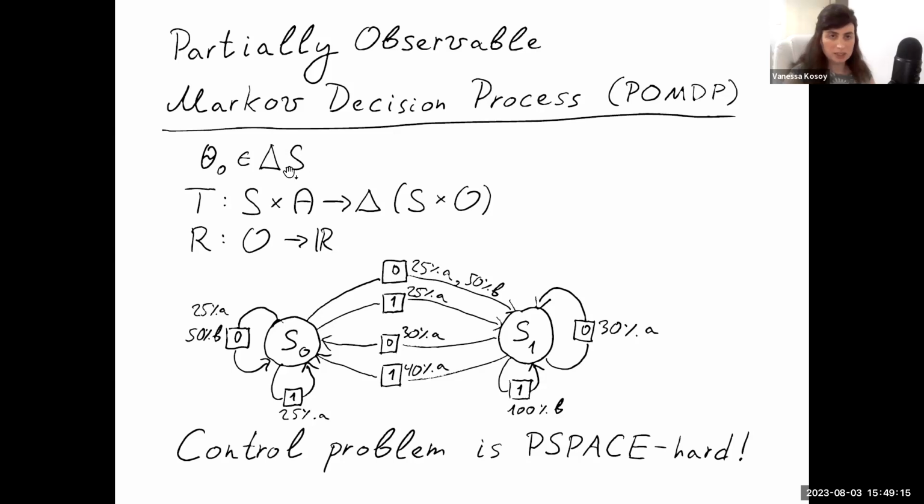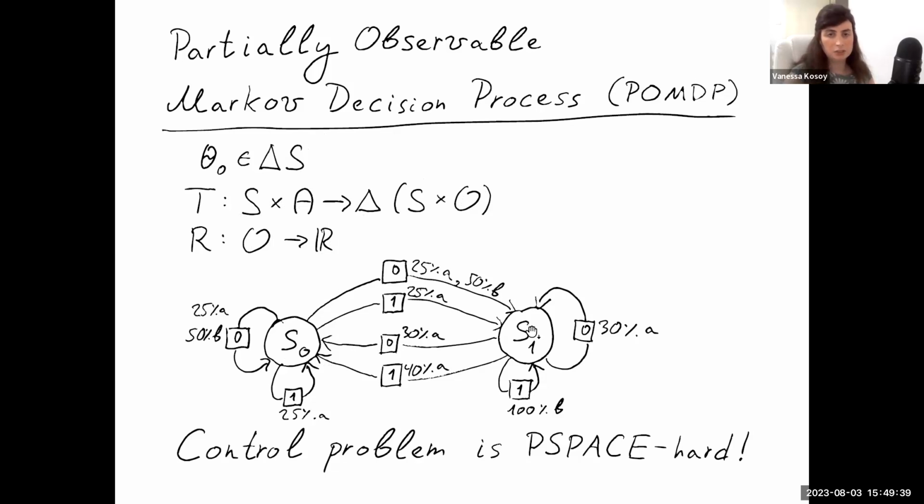A POMDP also has a set of states, but this time the state is not directly observable. Instead, we have some set of observations, which is the directly observable thing. And we have some distribution on what the initial state is. And there is a transition kernel which says, given a state and an action, what's the distribution over the next state and the observation we'll see. There's a reward function that, given the observation, says what the reward is.